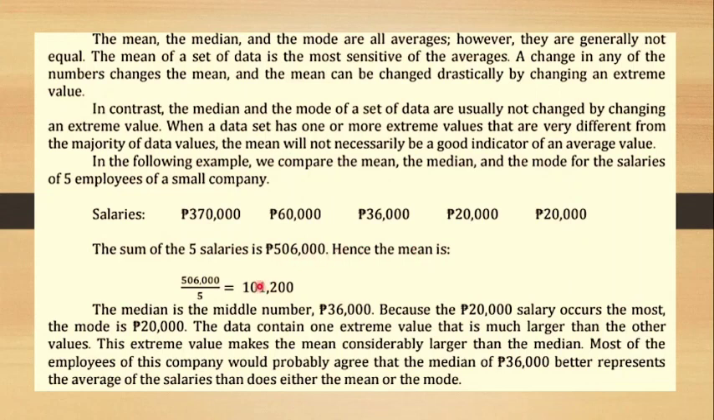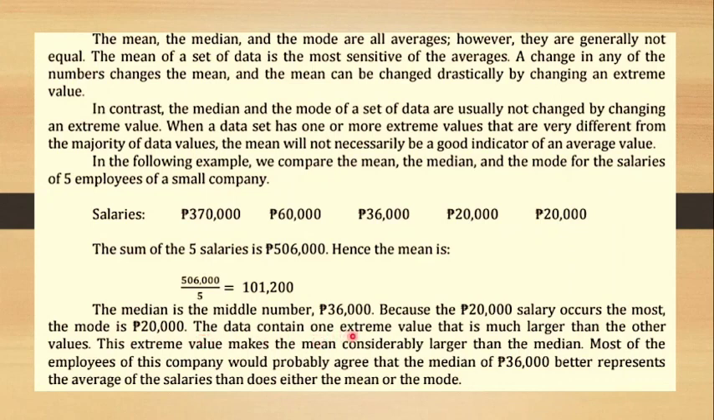Hence, the mean is, so, just get the average: 506,000 divided by 5 is 101,200. The median is the middle number, which is 36,000. The mode is 20,000 because the 20,000 salary occurs the most. Dalawang beses siya nag-appear dito. So, ibig sabihin, yung mode natin is 20,000.